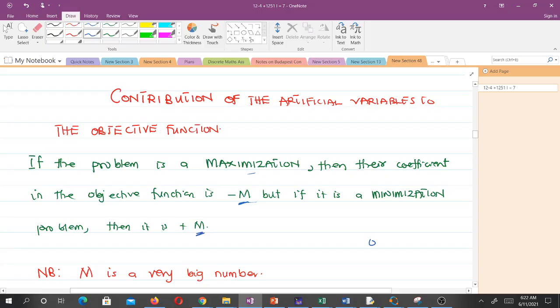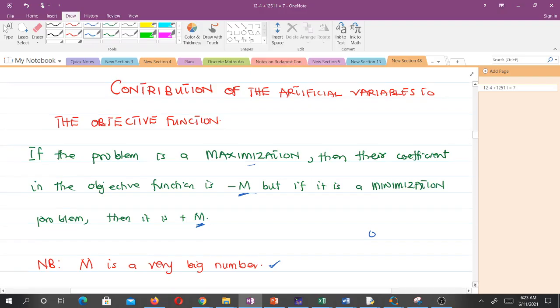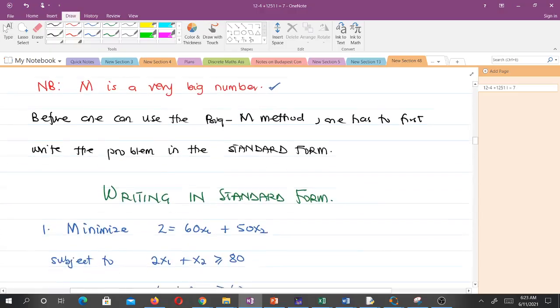So you should note the difference between the artificial variables and the surplus or slack variables. The surplus and slack variables have a zero coefficient contribution in the objective function, and the artificial variables have a plus M for minimization and a minus M for a maximization problem. Note that the M we consider in this case is a very, very big number. So that's the idea we are using here.